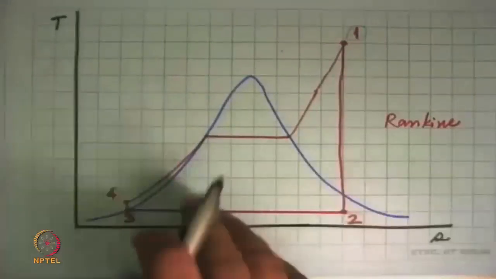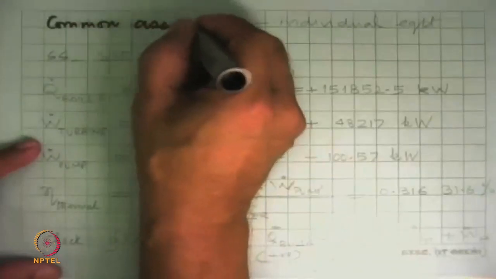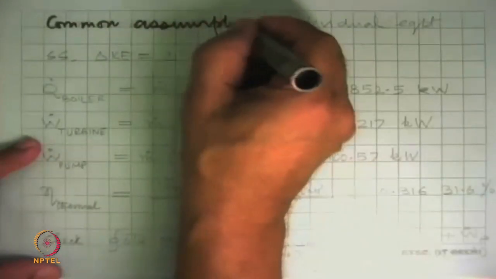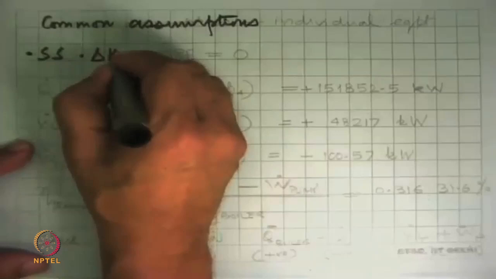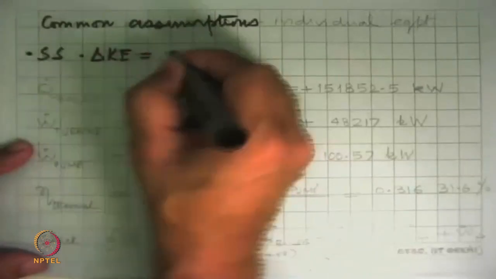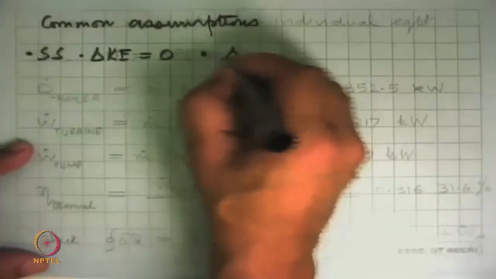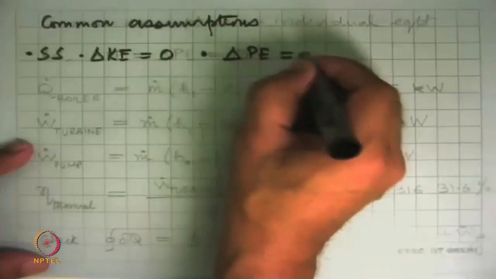And we now just go back and put all the values in there. For each equipment, we will write the equation and solve it. But we don't need to do it every time. We can say that globally, the common assumptions for every equipment in this is that there is steady state, and that changes in kinetic energy are equal to 0 and changes in potential energy are equal to 0.